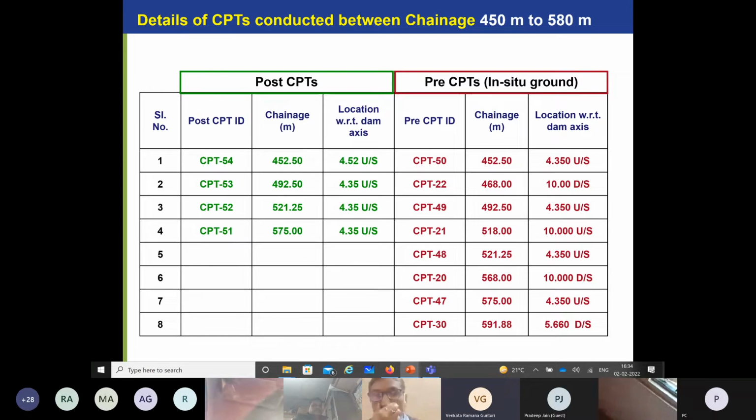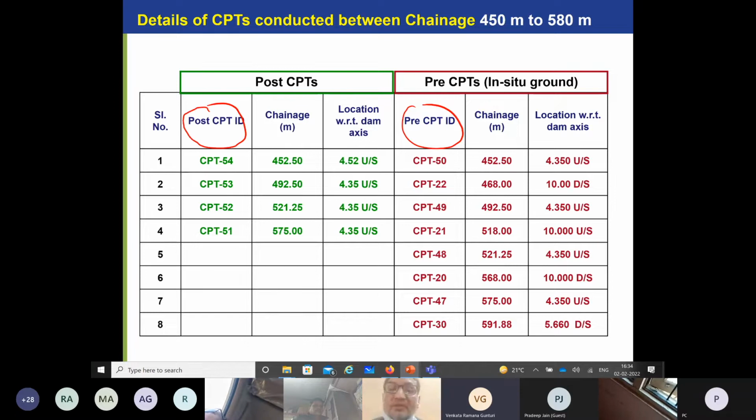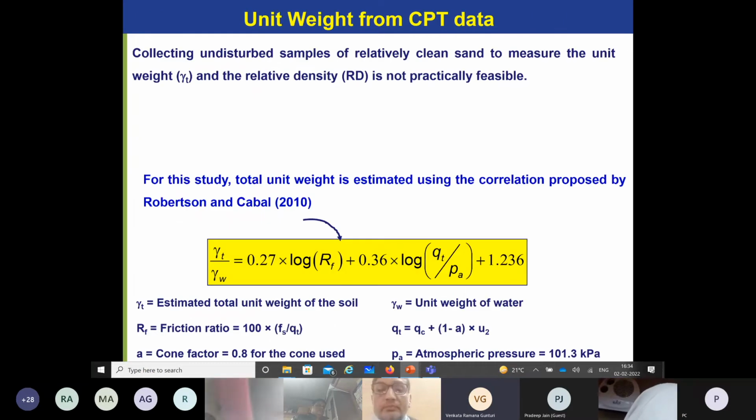So we carried out the trials. We found what are the pre-ECPTs and what is the post-ECPT, so that we can find what is the improvement. This is all for my record. Now the next question is, how do you estimate the unit weight? People said we would like to know what is the unit weight now, how much it has improved. I kept on telling them that unit weight is not a very good property, and let's get into relative density. But anyway, we started to learn.